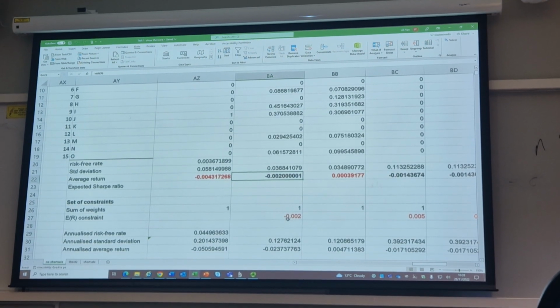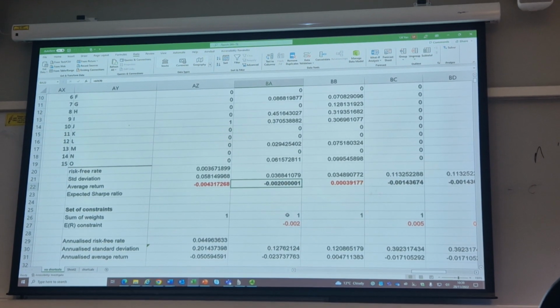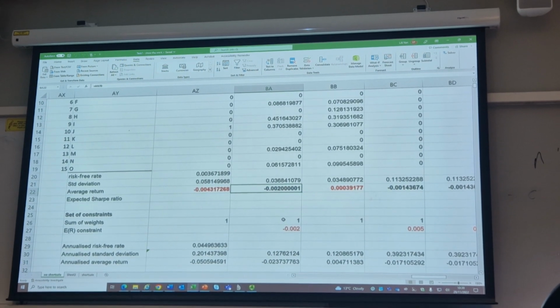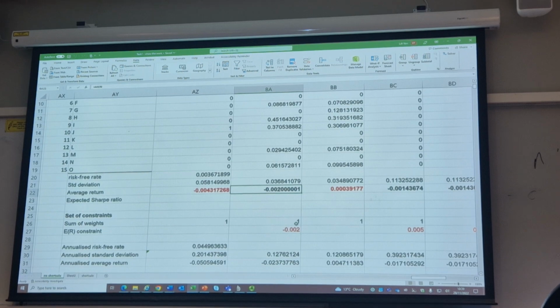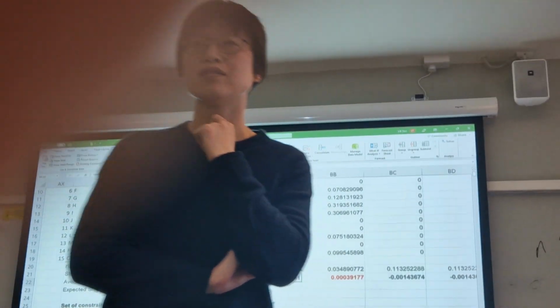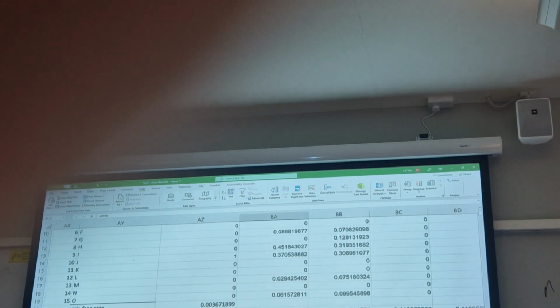Does it make sense, guys? Is that clear? Clear or not? Not really? So which parts are you not quite sure about?